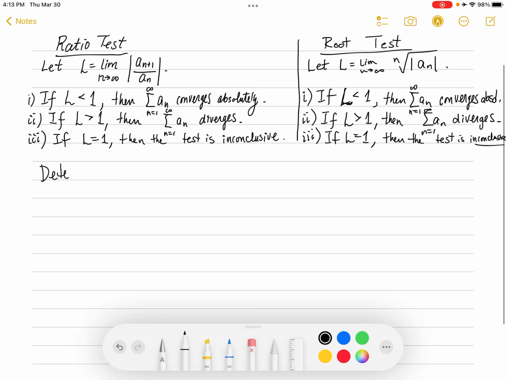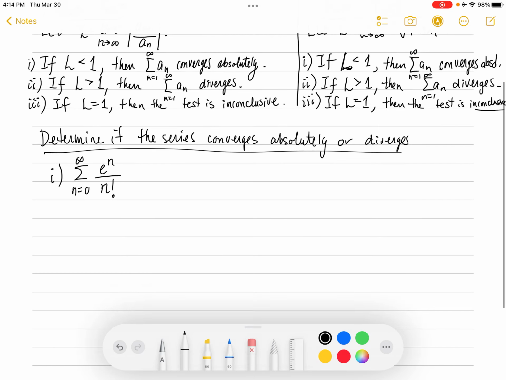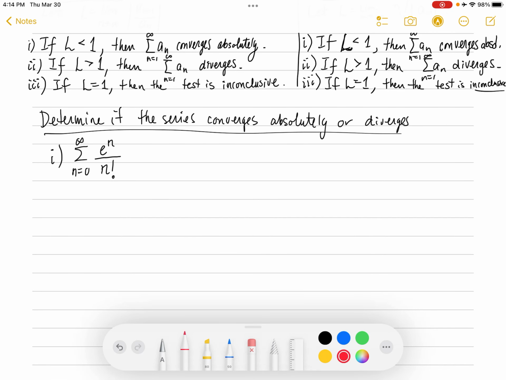So we want to do some problems here. Determine if the series converges absolutely or diverges. Here's number 1. We're going to have the sum from 0 to infinity of e to the n over n factorial.